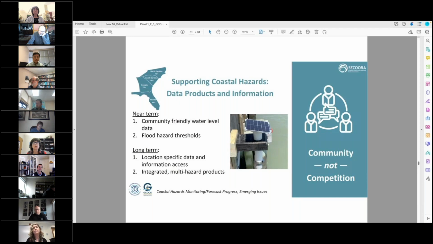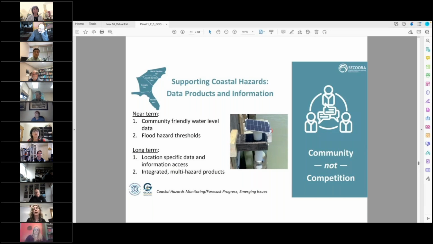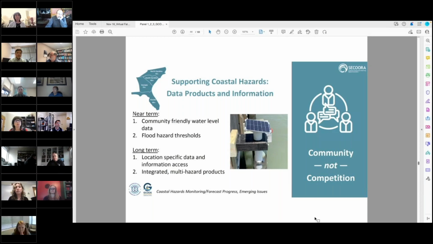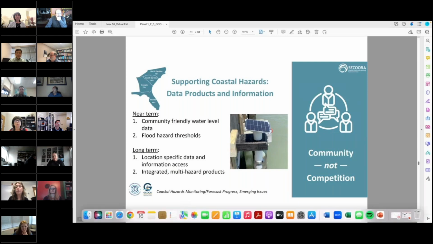And then finally, because we're looking at different hazards and different sensors, a longer term need for us will be around integrated multi-hazard products, where you could have a low-cost web camera, a low-cost water level sensor, and potentially also be integrating model output, so that folks have a suite of sensor streams to use to help them make decisions about various sorts of alerts and actions that need to take place at the community level.